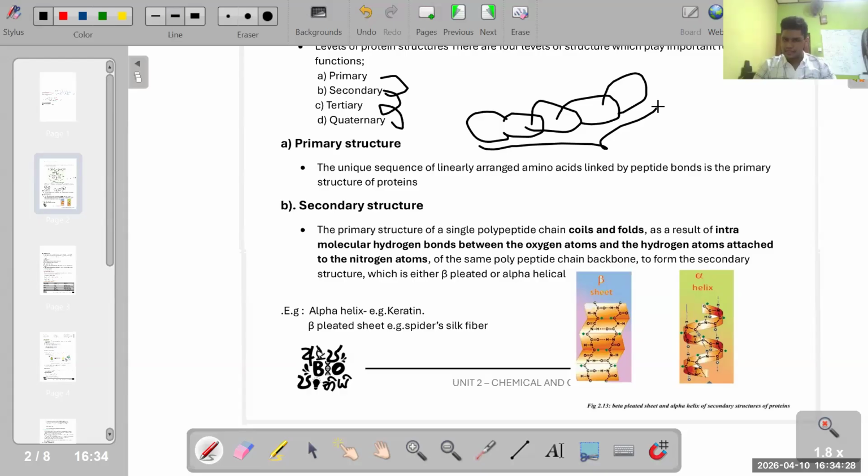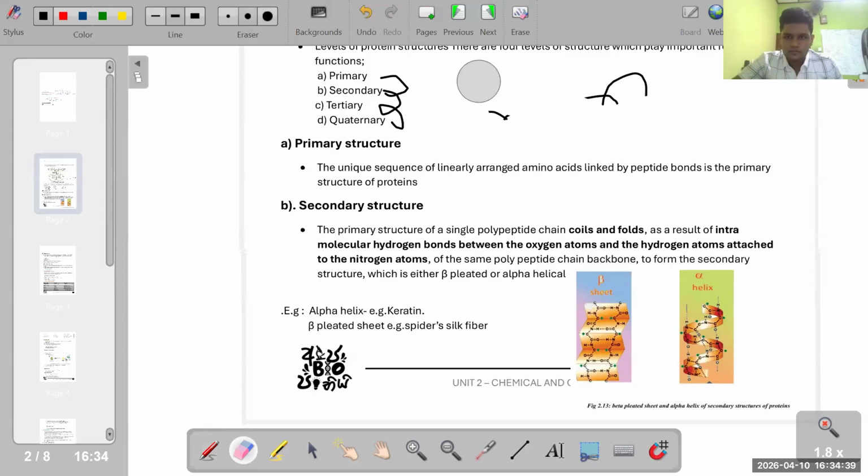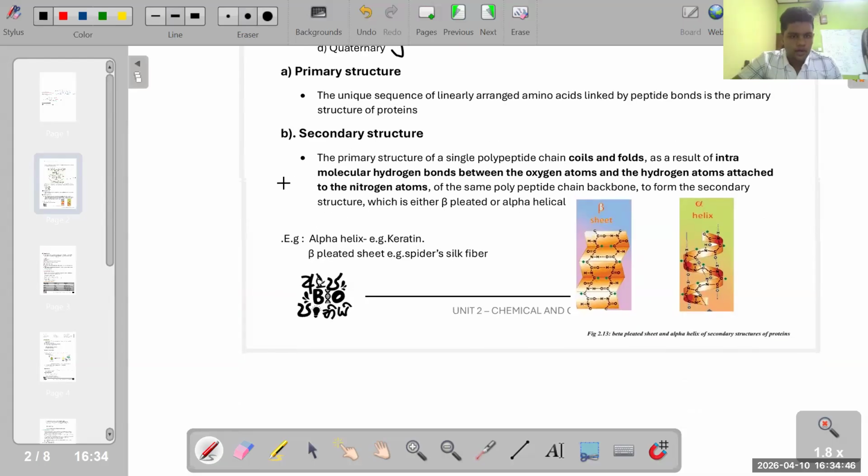Is that clear? Yes. How about the others? Is it clear for all? Don't just drop a message saying yes. If it's really clear, mention it's clear. If you have any doubt, no issue, just point it out. I hope the primary structure is clear, right?